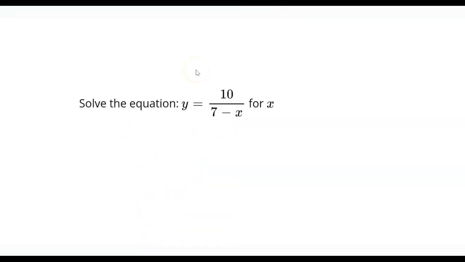Okay, our next equation is y equals 10 over 7 minus x, and we need to solve for x. So notice again here we have x in the denominator, and so we need to get x out of the denominator. Anytime we're solving for that variable, it can't be solved for if it's in the denominator. So I'm going to do that same thing. I'm going to multiply both sides by 7 minus x over 1.